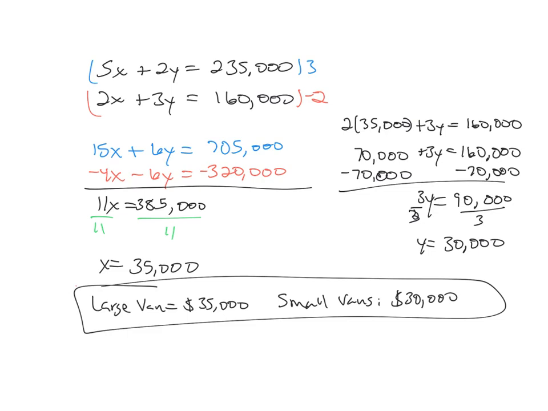Like way up here, 235,000 times 3. I didn't write that anywhere on the screen. I just did it on a calculator, but I wrote 705,000. I'll understand that's what you did, and that's fine. But write down what you see on the screen.